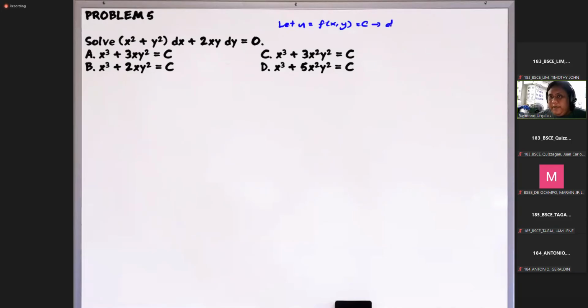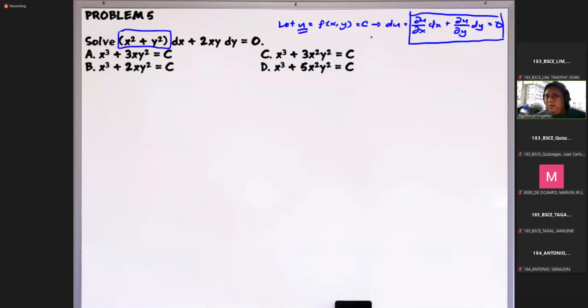Then by definition, if I solve for du, this is equal to the partial of u with respect to x dx, plus the partial of u with respect to y dy. This is equal to 0, since the derivative of a constant is 0, so we can form this differential equation. This means that if a function u exists such that its partial with respect to x is the one multiplied to dx, and its partial with respect to y is the one multiplied to dy, that is what we call an exact differential equation.